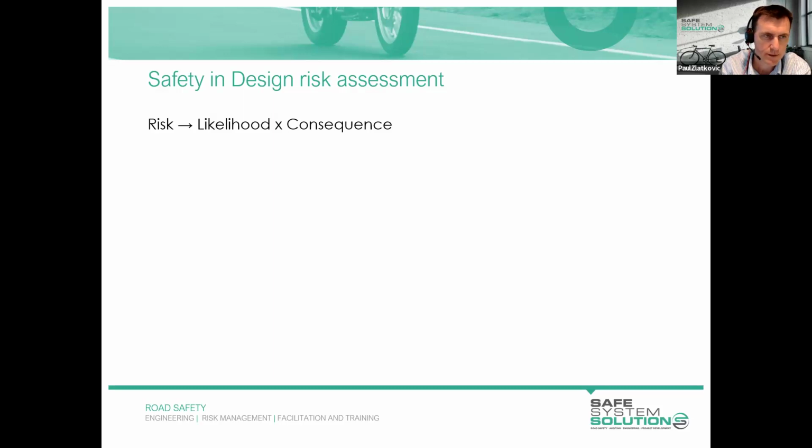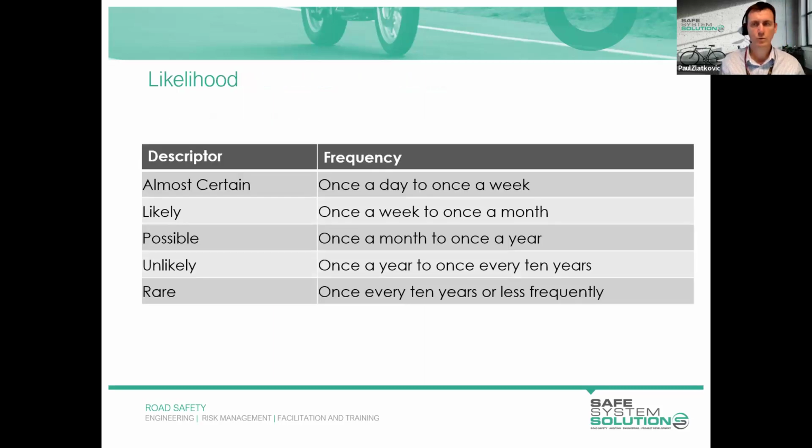So likelihood and consequence. This is the table in the safety and design risk assessment that describes frequency. It's based on the existing council project risk assessment template, so those frequencies might be familiar to you. The descriptors are almost certain through to rare, with a frequency of once a day, once a week, to once a month, to a year, right up to something which is rare that happens every 10 years or less frequently than that.